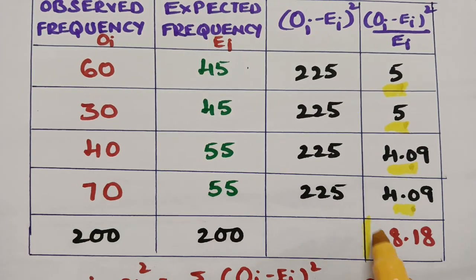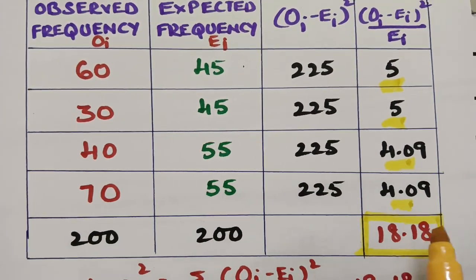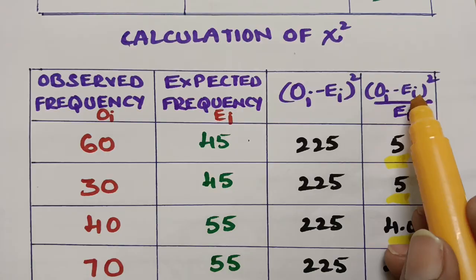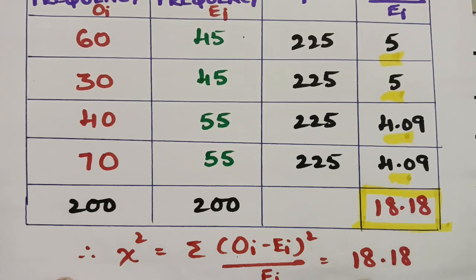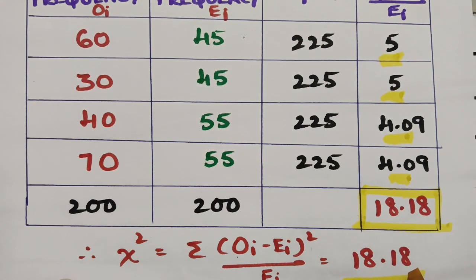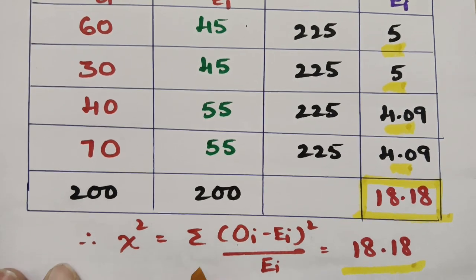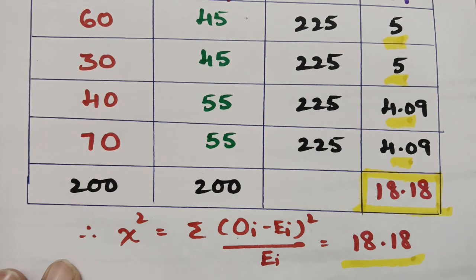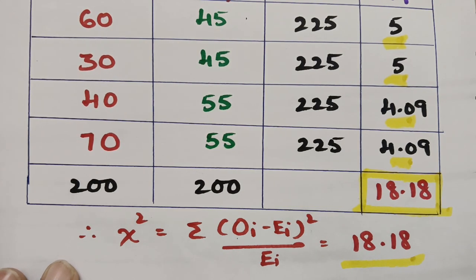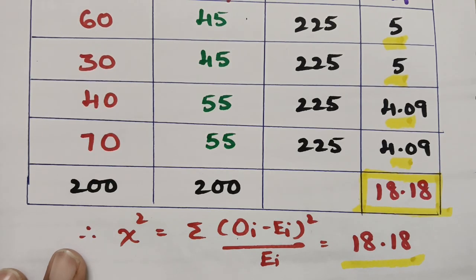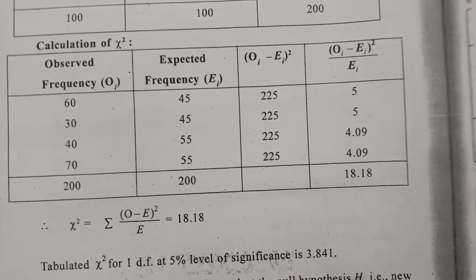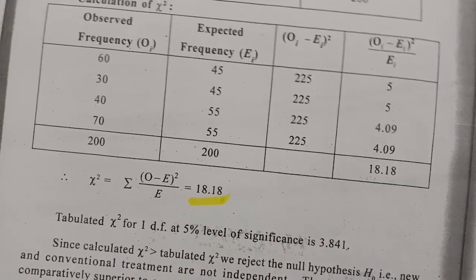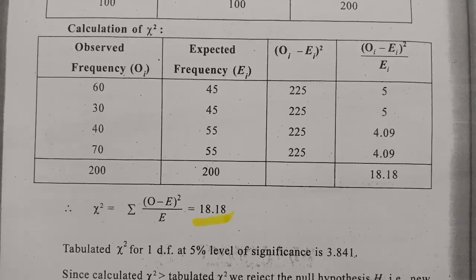So we have to make a total here. This will be sigma of OI minus EI whole square by EI. So the value here is 18.18. Clear? So this is the calculated value for the chi-square test of goodness for attributes. And from the textbook also this is 18.18. So I made the calculations there.